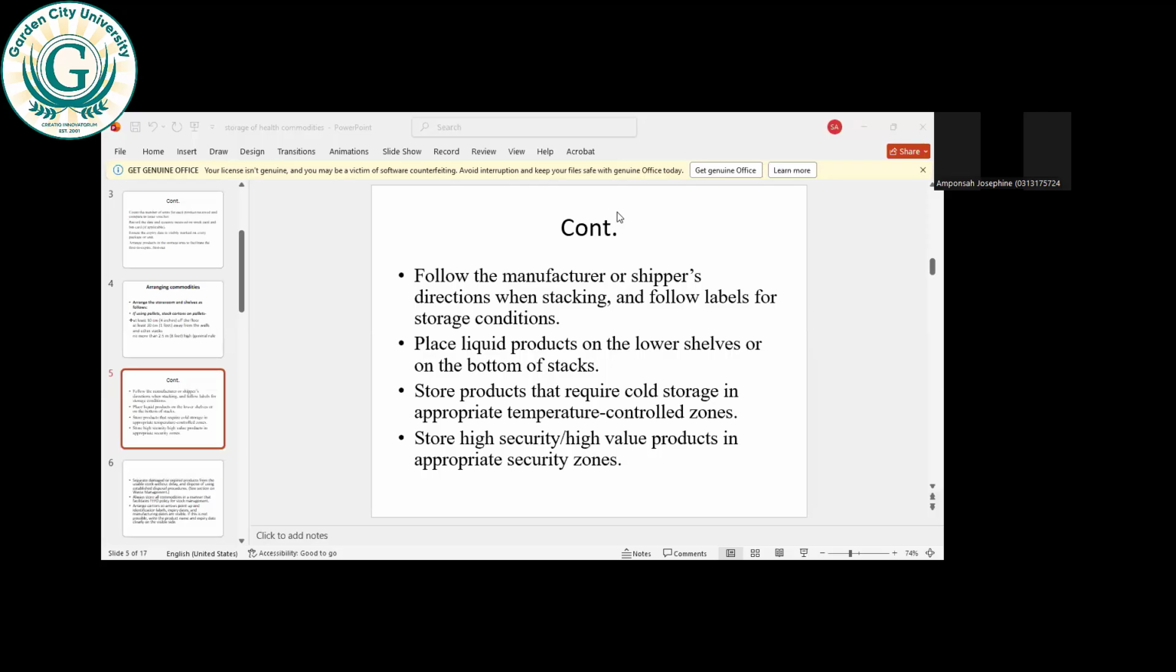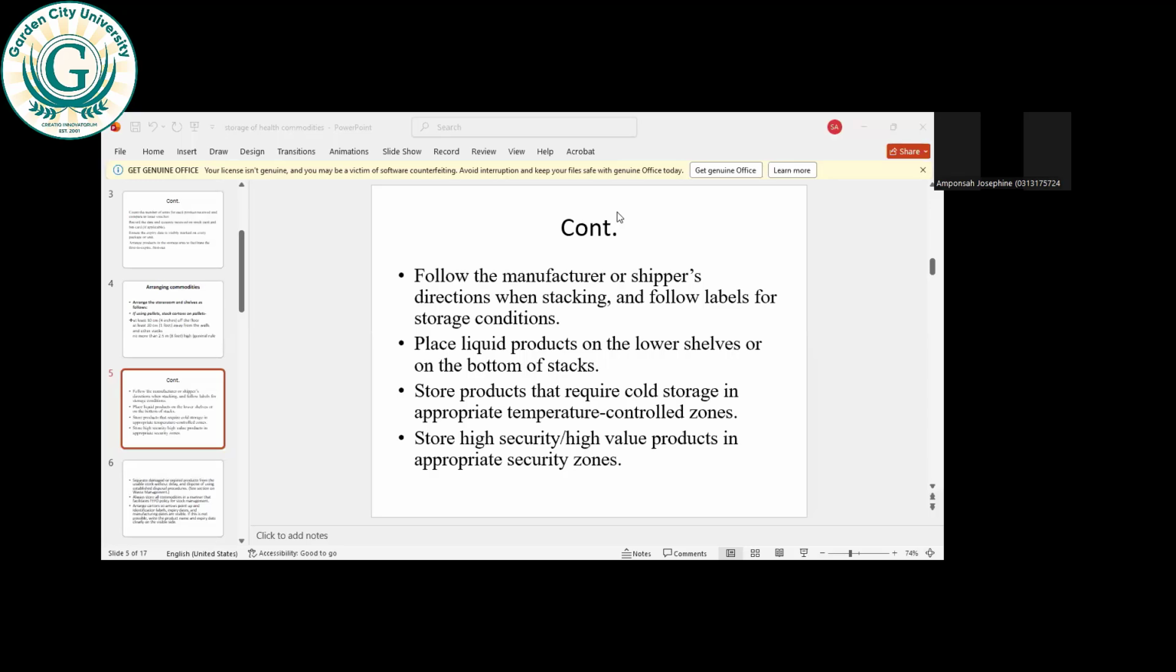You see, in our part of the world, everything is so difficult that sometimes we don't want to move away from the old way of doing things. Then you store high security, high value products in appropriate security zones. There are products that are addictive. Some products are abused. Some products are highly abused, even by health professionals.